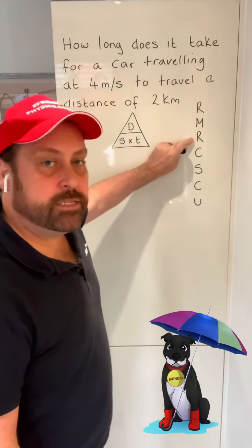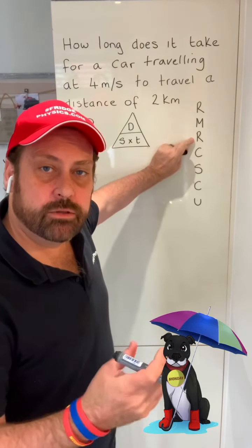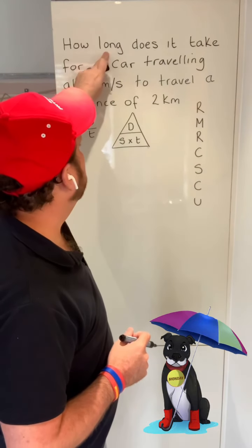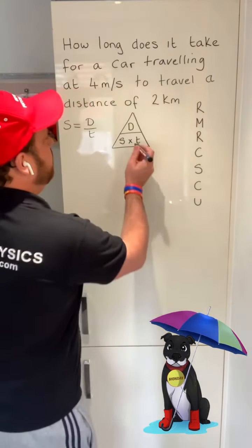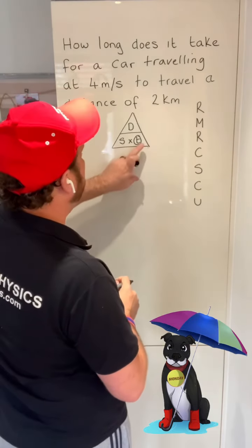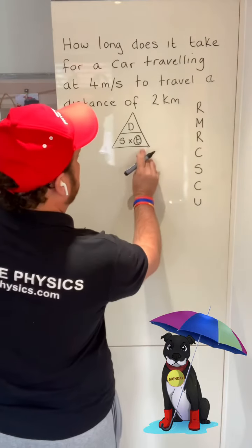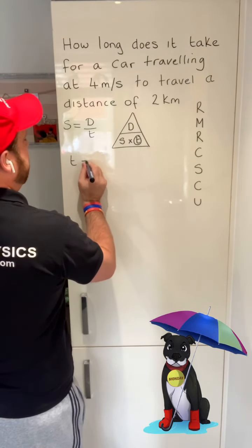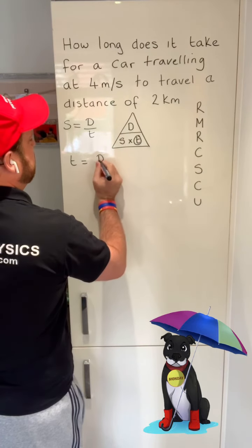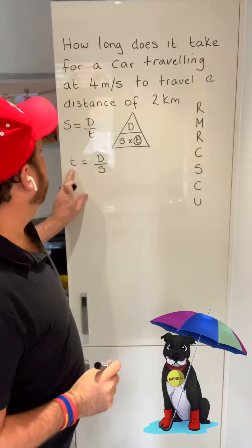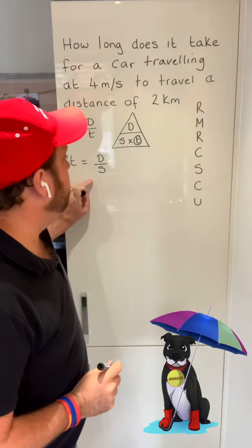R, this stands for rearrange. So let's look at the subject. What is it that we're trying to find out? Well, how long? So we're trying to find out the time. So here's the time. Let's write out the equation now where time is the subject. So time equals distance divided by speed. So we've rearranged our equation. There it is. Time equals distance divided by speed.